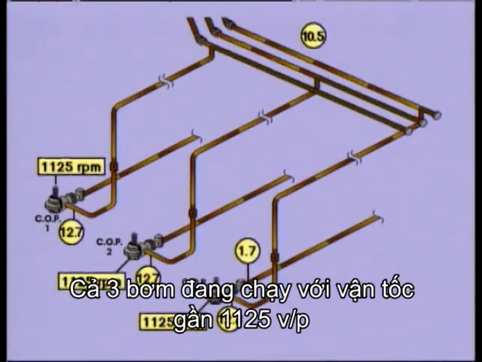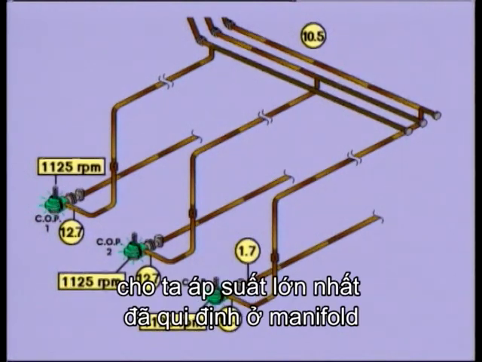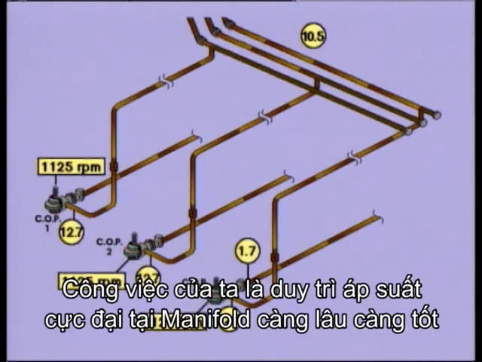All three pumps are running at approximately 1,125 revolutions, giving us the stipulated maximum pressure at the manifold. Your job is to maintain the maximum pressure at the manifold as long as possible.